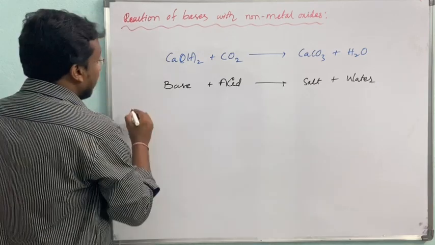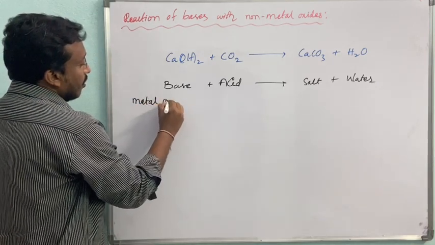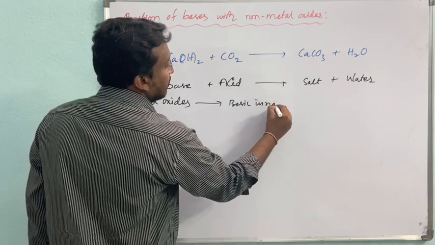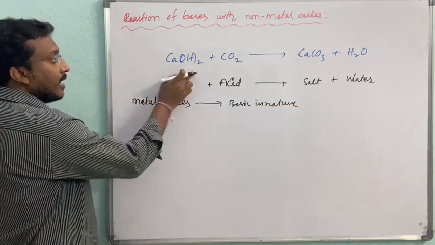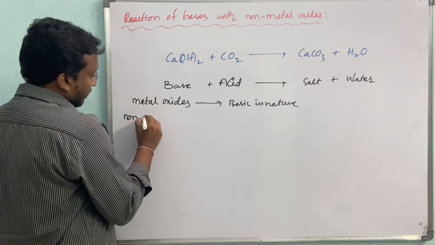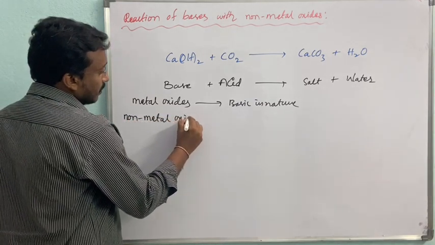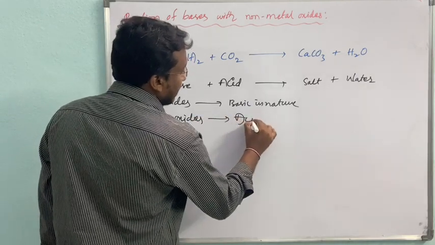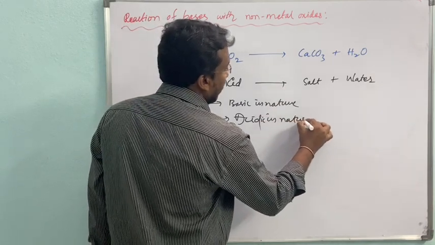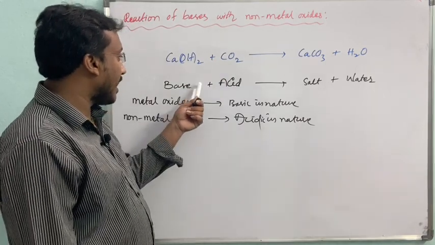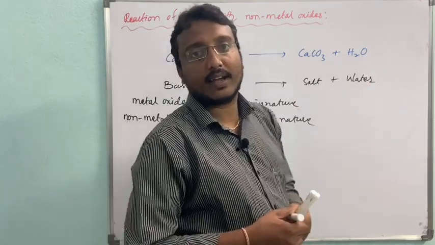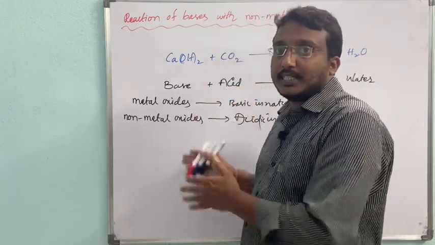That means we came to know that metal oxides are basic in nature, right? That's why when metal oxides react with acid, we get salt and water. Here non-metal oxides are acidic in nature. That's why when non-metal oxides react with bases, we are getting salt and water. Okay, got it? This is our today's class. Thank you.